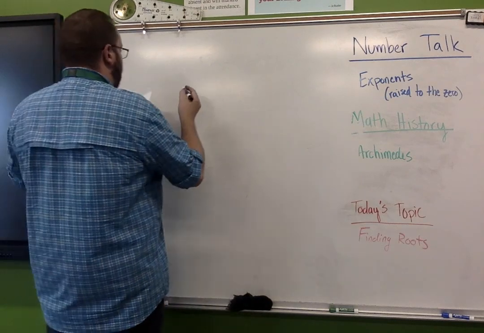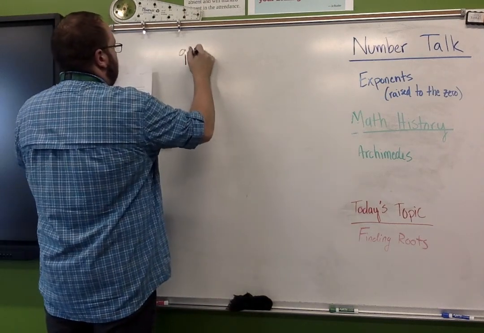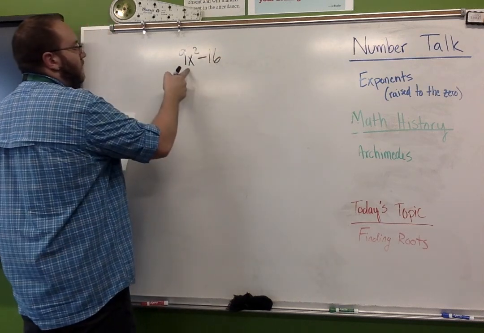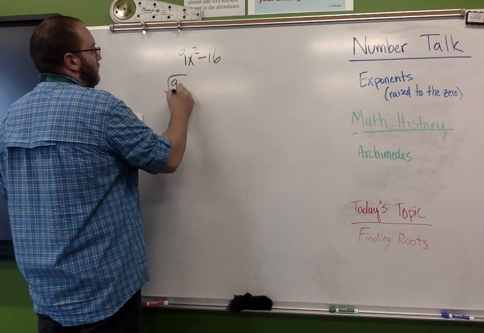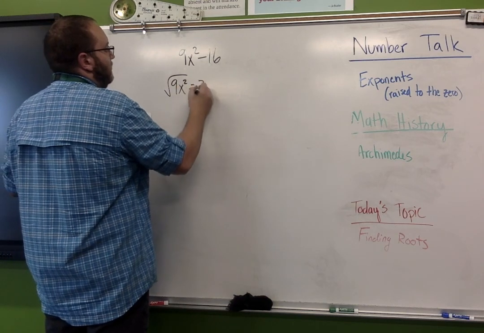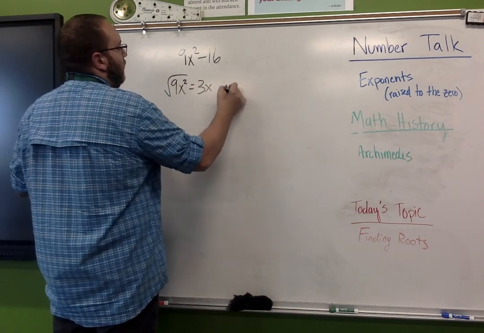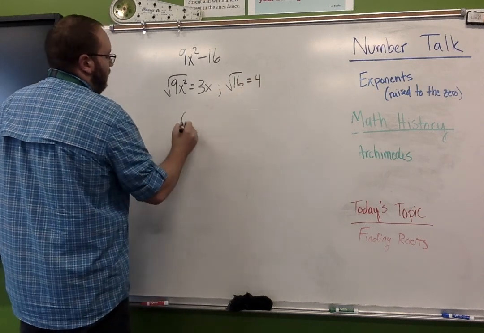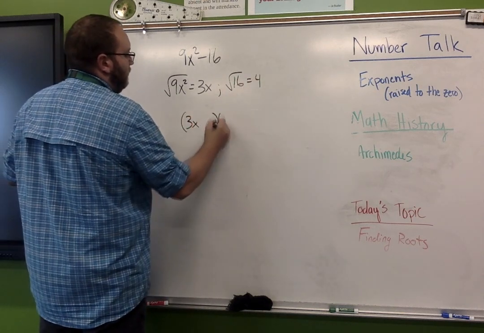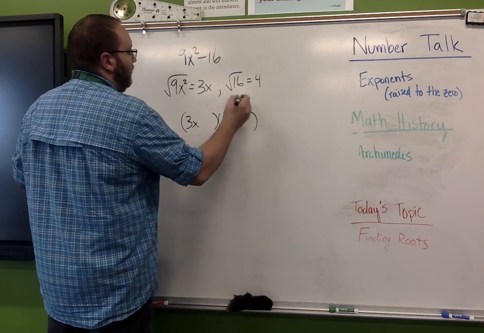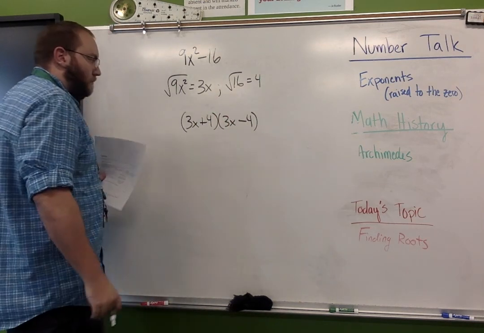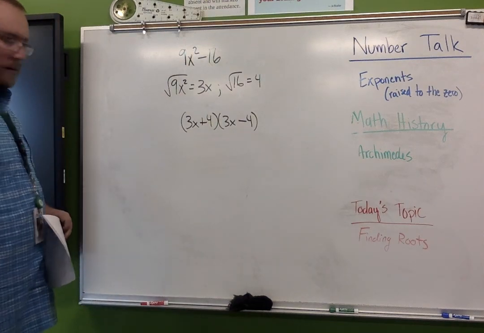So let's see here. 9x squared minus 16. Square root of the first is 3x. Square root of the last is 4. The first term is the first term. Last term is the last term. Different signs. Okay.